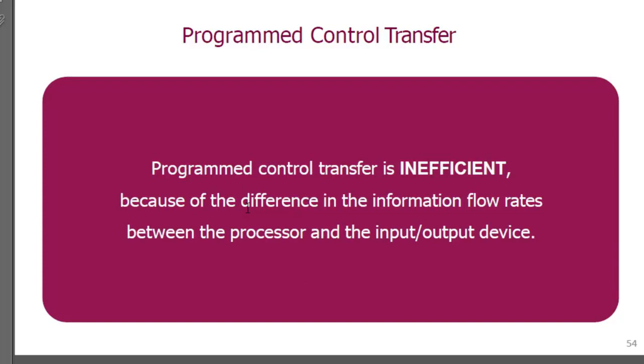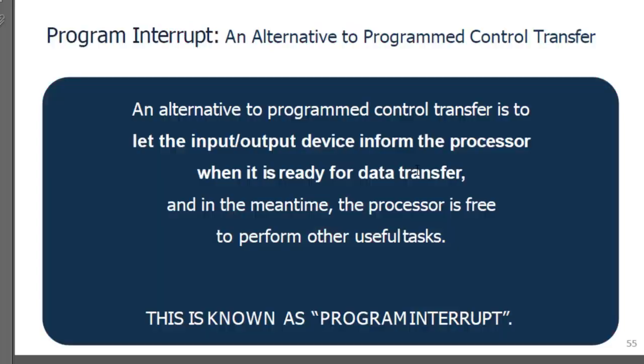Now the program control transfer is inefficient. Why is it inefficient? Because every time the computer has to check the status of the flag bit, in the meantime the processor remains idle. Because of the difference in information flow rate between the processor and the input output device, there is a speed mismatch between them, so the method of program control transfer is inefficient.